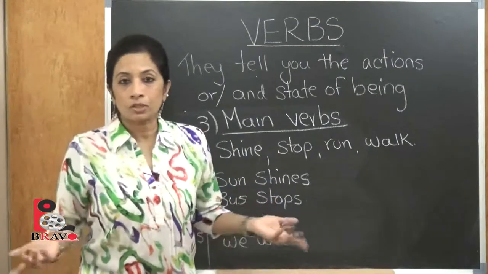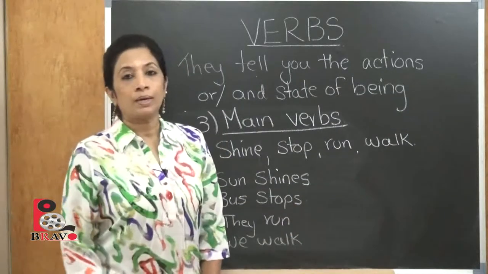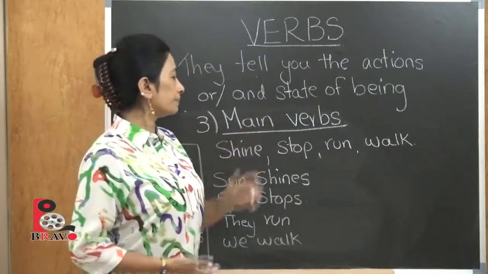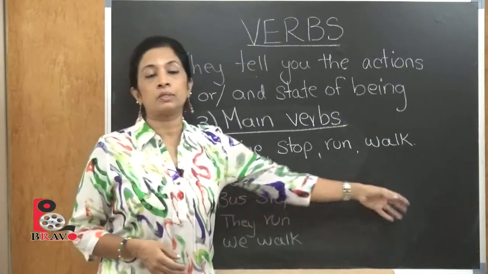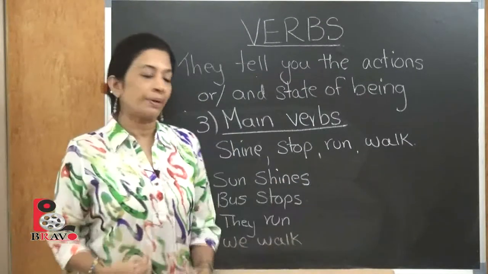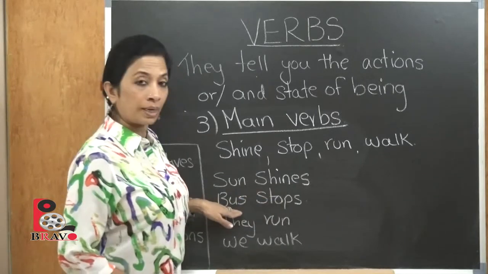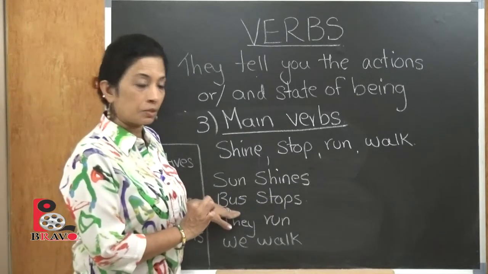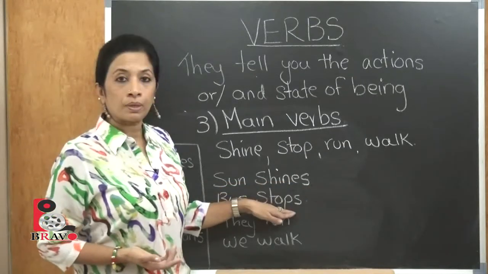You understand? Bus stops. But if you want to make it into a long sentence with state of being or with the action verbs, it will be saying the bus is stopping in the stop. So all that will just be added on and elaborated. But here the main verb is just the verb with one more word added to it to say what is happening. So shines, what is shining?